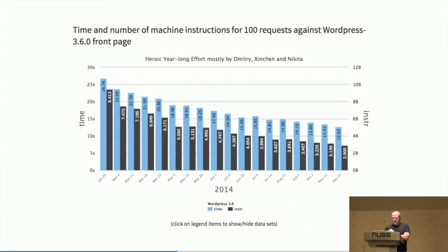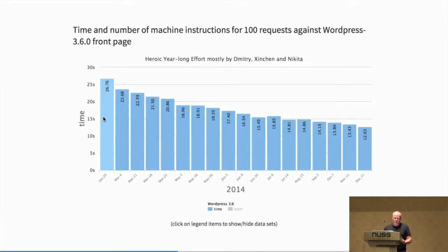A bit more on performance. This was mostly three guys initially, Dmitry, Xinchen, and Nikita, that sat down all of last year and banged away at WordPress. So they took a WordPress 3.6 installation on some slow computer somewhere, and they counted the number of instructions and the time that it took. So if we just look at the time, it started in January 2014. It took about 26.6 or 7 seconds for 100 requests against the WordPress front page.